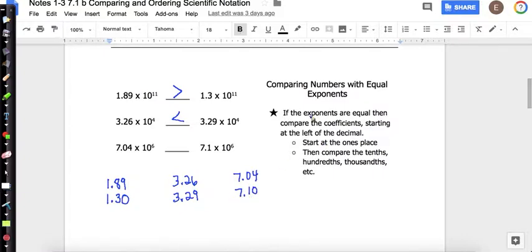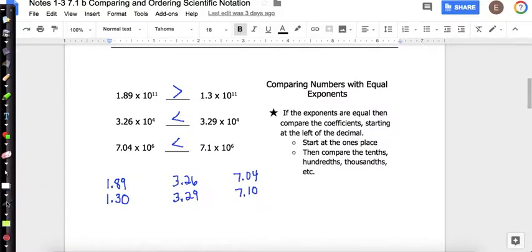And I should have mentioned this before, but if the exponents are equal, then we compare the coefficients starting at the left of the decimal, which is what I've been doing. I just didn't say it. We start at the ones place, and then we work our way to the tens, hundreds, and thousands. So we start here, they're the same. Here, they're different. So how does 0 compare to 1? It's less than. So 7 and 400ths is less than 7 and 1000ths.